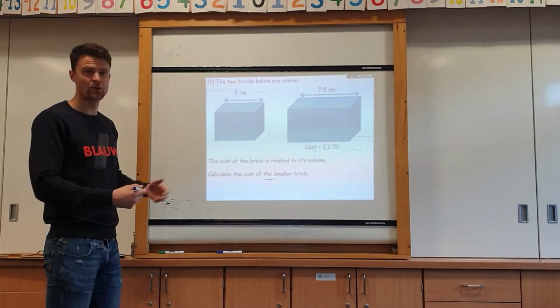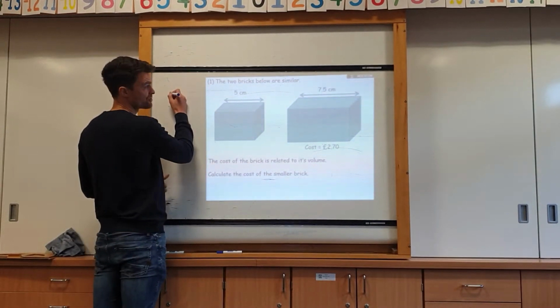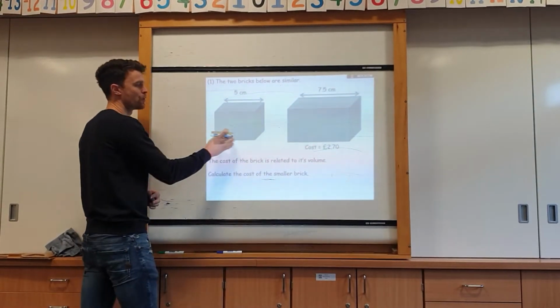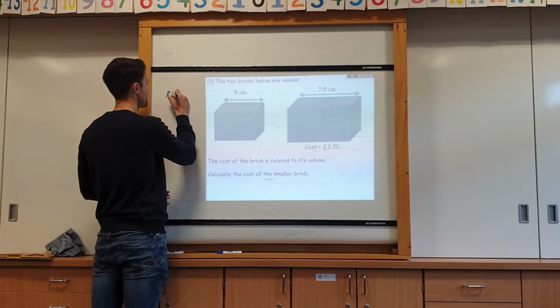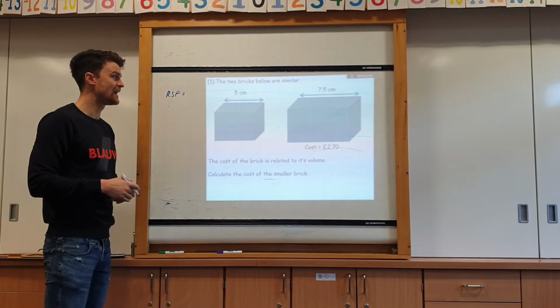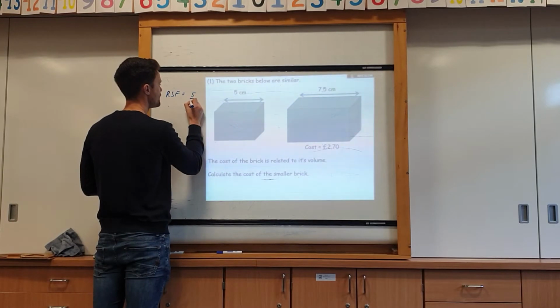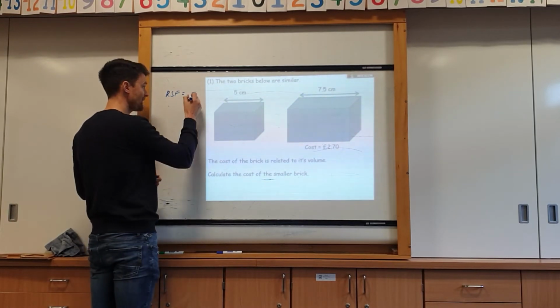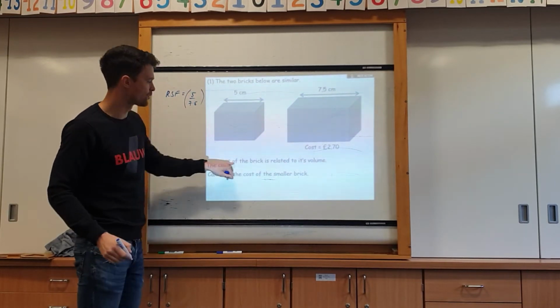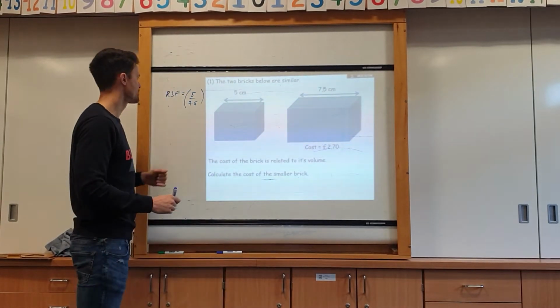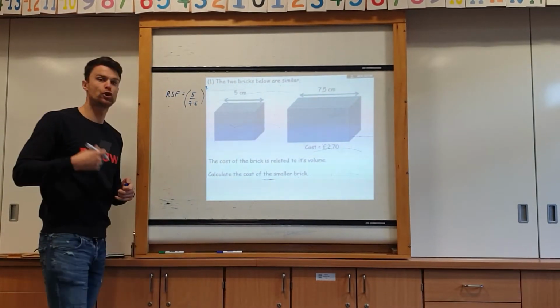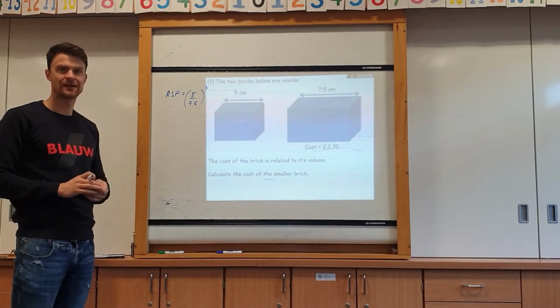So again, the usual starting point is a reduction or enlargement. We've got the cost of the bigger brick, we want the cost of the smaller brick, so it's a reduction scale factor we're dealing with. Small over big, so 5 over 7.5. It says here the cost of the brick is related to its volume, so that's our cue to cube the reduction scale factor.